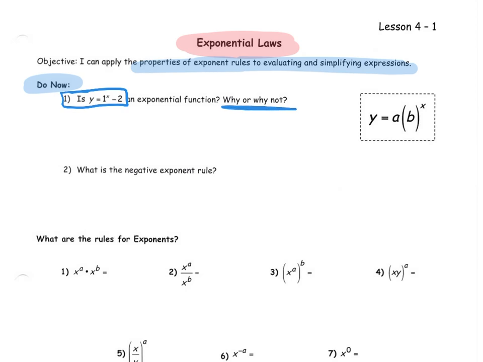Is y equaling 1 to the x minus 2 an exponential function? Why or why not? Take a few seconds and think about it. Write down what you think. So pause the video here.